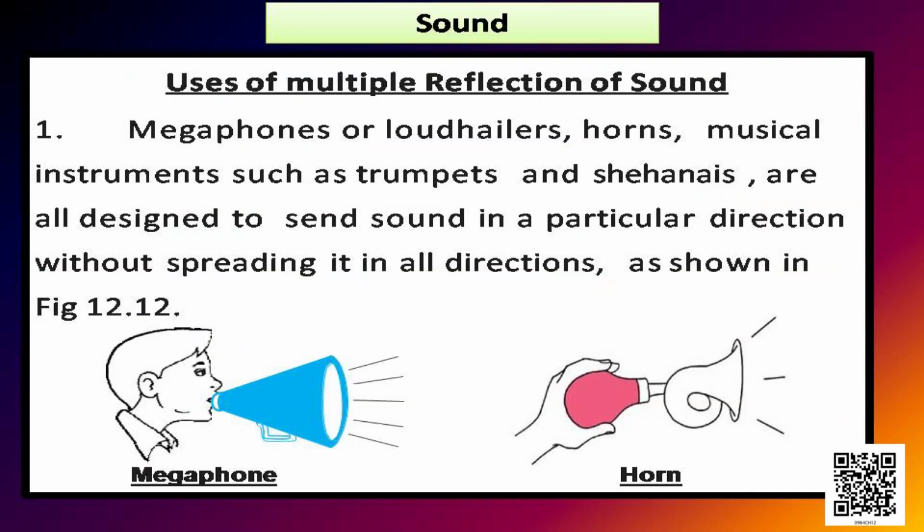Students, let us now discuss uses of multiple reflection of sound. Megaphones or loud hailers, horns, musical instruments such as trumpets and shehnais are all designed to send sound in a particular direction without spreading it in all directions, as shown in figure 12.12. Just go through the book and you can find the figures.